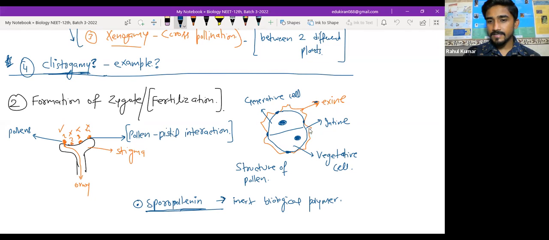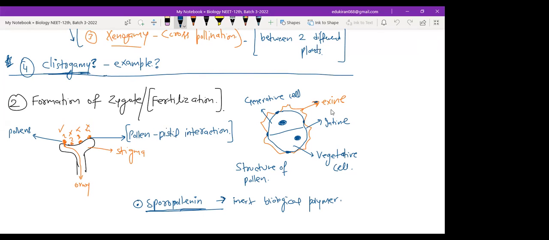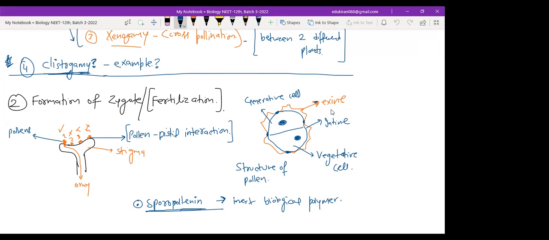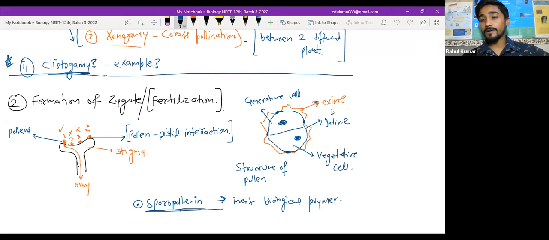I told you that at various places this exine is missing. So write down, why is exine, the outermost layer, missing at various places as small pockets in a pollen? Can anyone tell me why it is missing? Any logic? Biology is all about logic. Yes, Fatima. From there the pollen tube will grow. You are right. Because the pollen tube is just this vegetative cell.